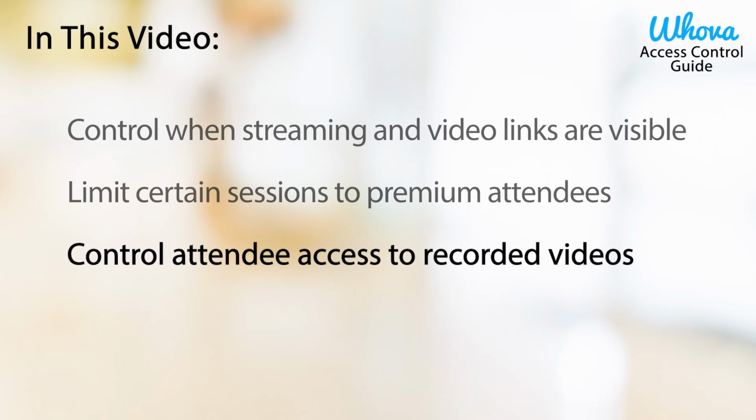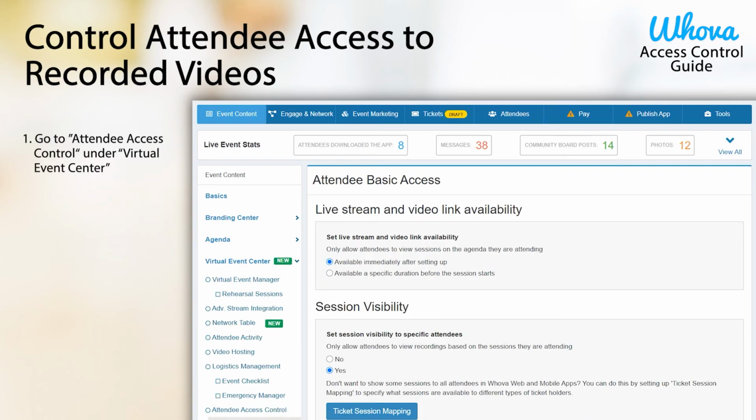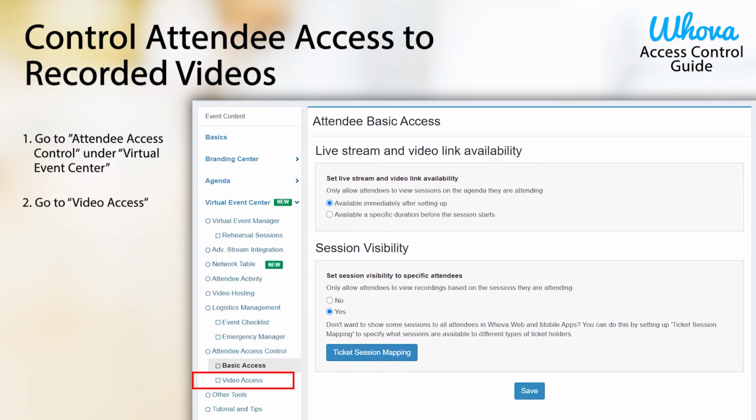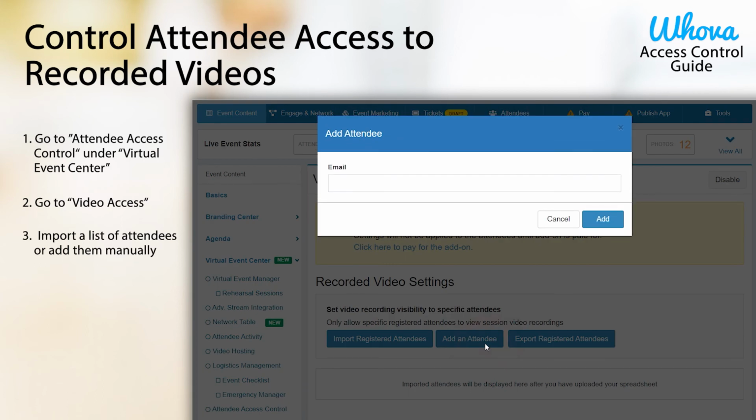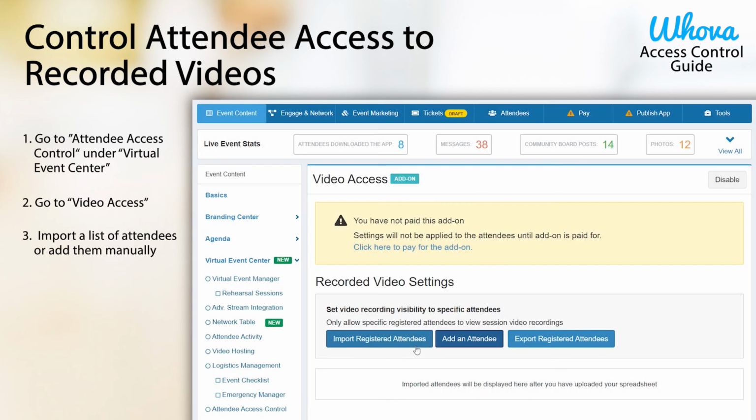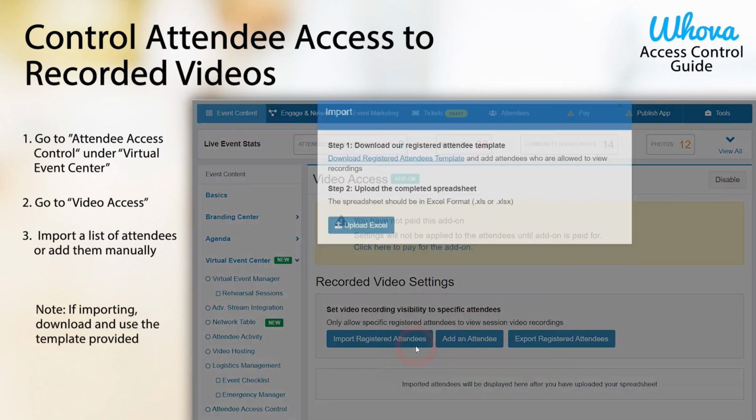And lastly, we have controlling video access to select attendees. This time under Attendee Access Control, click Video Access. From there, you can choose to either import a list of attendees or manually add them in with their email address. All the attendees you upload or add here will be able to access the video recordings you uploaded. Note, when importing, download and use the template provided.